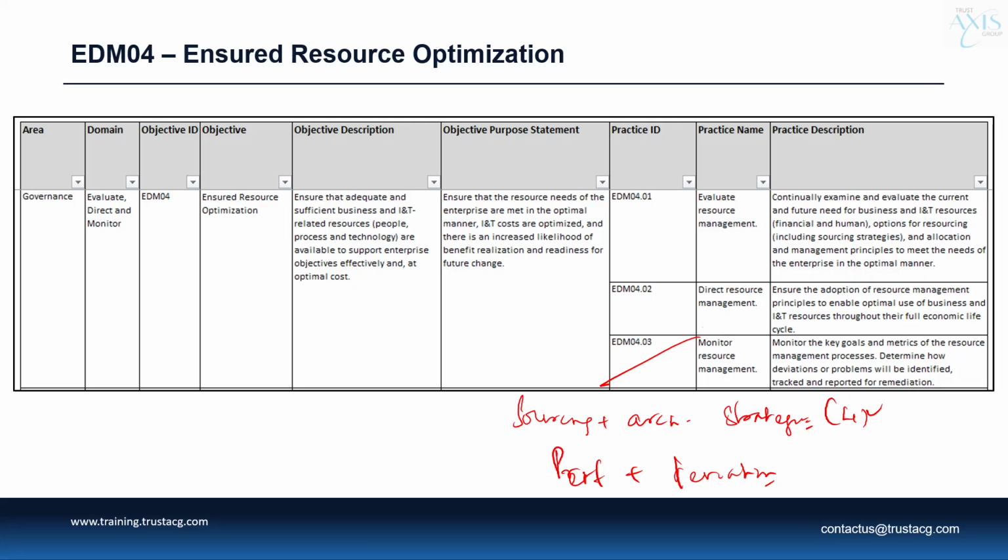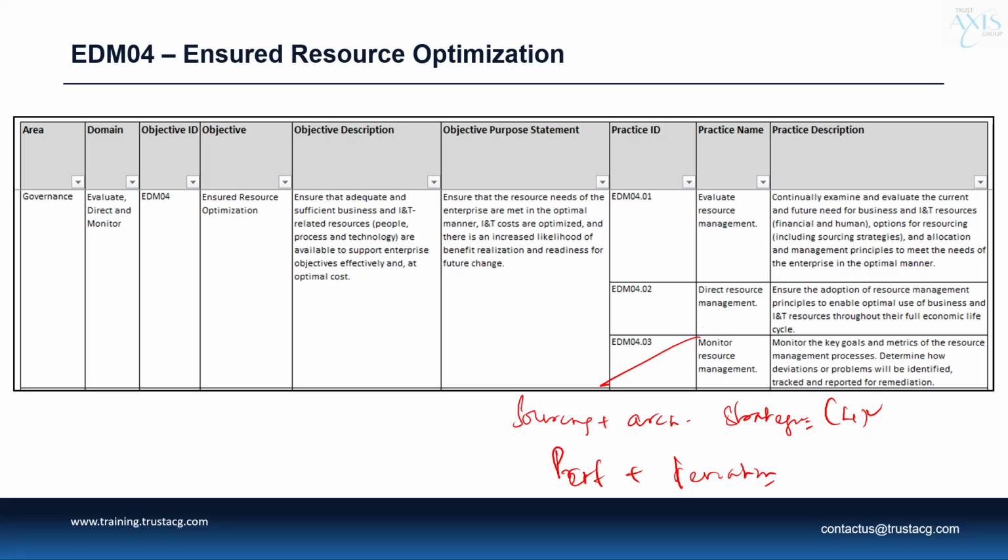So basically, EDM04 ensures that the organization not only has the resources to deliver the business values today, but also the capabilities to evolve tomorrow. It supports your governance goals by ensuring the people are skilled, available, and engaged. Processes are efficient and scalable. Technology is strategically deployed and cost effective. And financial resources are used wisely, aligned with the business priorities.